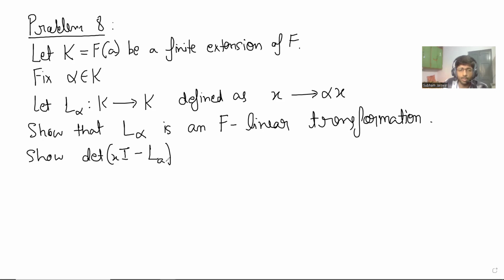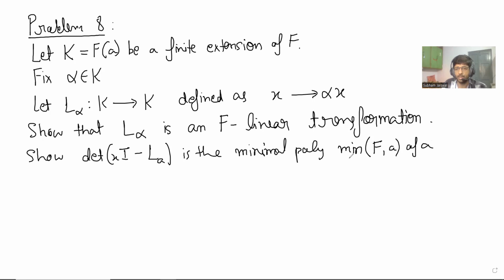So we are taking alpha equal to A, the minimal polynomial. The notation is the minimal polynomial over F of A. This is the notation for the minimal polynomial. So I'm just following the notation that they're using. There's one more part, but let's do this.